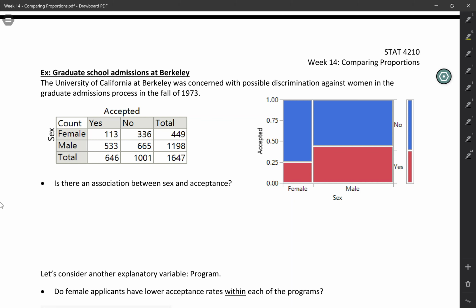In this video, we're going to revisit some ideas like confounding and adjusting for variables, but in the context of categorical data. So this is a pretty famous example. UC Berkeley was concerned about possible discrimination against women in the graduate admissions process, and this data was collected back in 1973. So the most basic question would just be, is there actually an association between sex and whether somebody gets accepted? The data set we're using says sex. I assume they actually mean gender, but I'm just going to say sex to be consistent with the label.